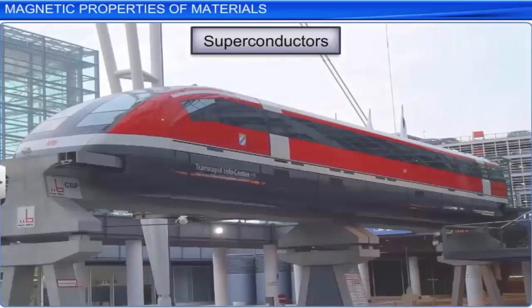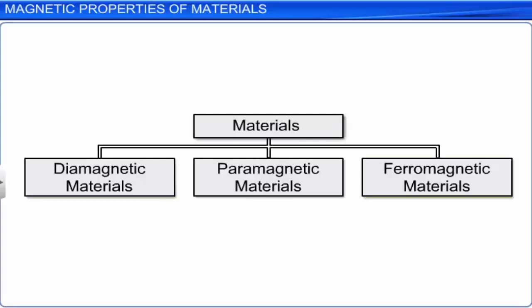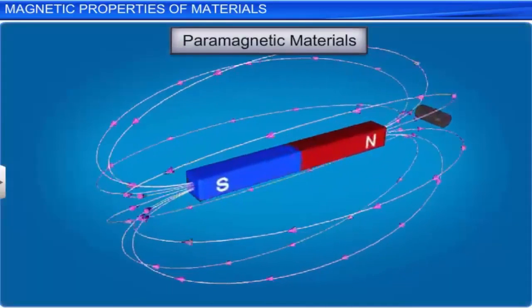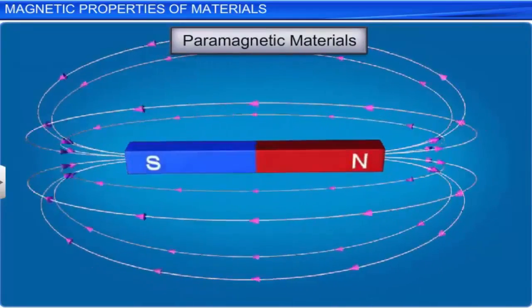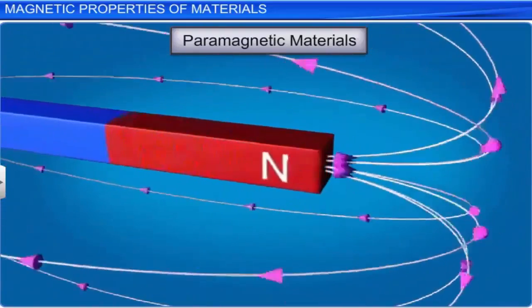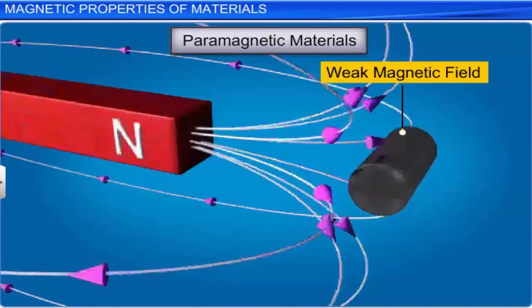Maglev trains, or in other words, magnetically levitated superfast trains, work on the same principle. Let us discuss paramagnetic materials. Paramagnetic materials are the materials that are weakly attracted by magnets. When a bar of paramagnetic material is placed in a non-uniform external magnetic field, it tends to move from a region of weak magnetic field to a stronger magnetic field.